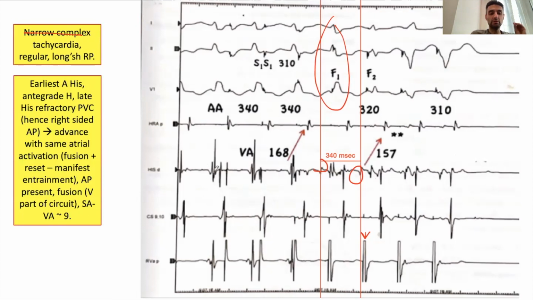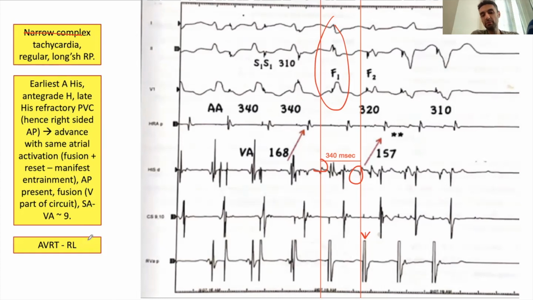So there was evidence of a His refractory PVC that advanced the A with the same atrial activation. Because that His refractory PVC was beyond the His and was able to advance the atrial activation, you know that the pacing stimulus is very close to the accessory pathway, hence it's probably right-sided. Okay, so there's fusion, there's reset, so there's manifest entrainment, there's an accessory pathway present, there's fusion so V is part of the circuit, and stim to A minus V to A is around 9. So it's a right-sided accessory pathway.